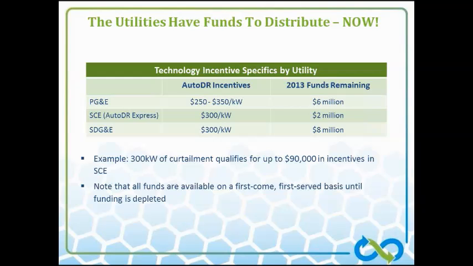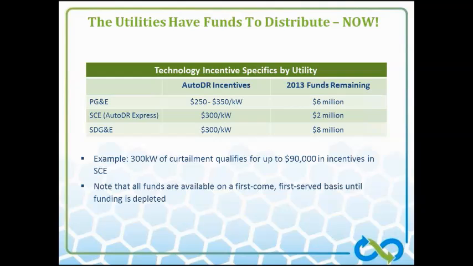So going to the next step is what dollars are out there. So PG&E, SCE, and SDG&E all have dollars available. The bad news is that there are not nearly as many dollars available as there were 6 months ago. There was a total pool of just over $50 million that has now dwindled down to 16 and possibly less.